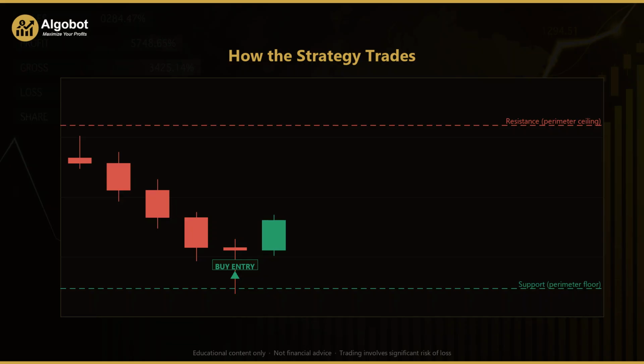The bar's low came within the buffer of support, the close finished back above support, and the lower wick is large enough relative to the bar's range. All three conditions are satisfied, so on the next bar the strategy signals a long entry, and you can see the buy marker appear right at the support rejection.